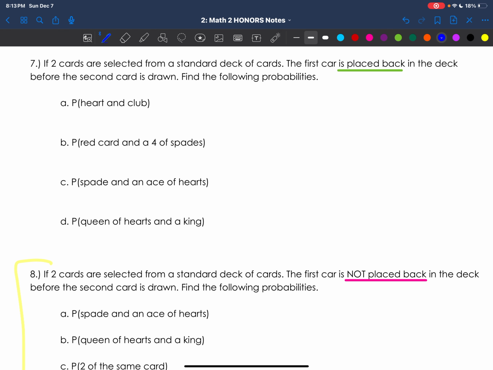So in this case, the probability of a heart and club. Well, the probability of a heart, you could either do 13 out of 52, but you know that's actually 1/4. So we're going to go 1/4 times 1/4, which equals 1/16. Because there's 13 hearts, 13 clubs, and 13 over 52 equals 1/4.